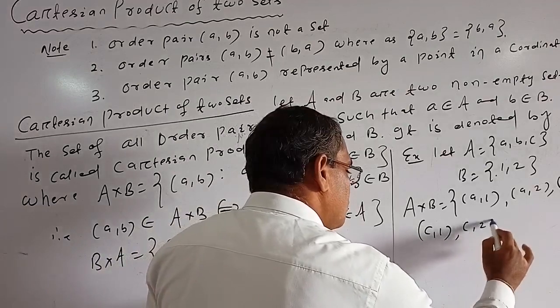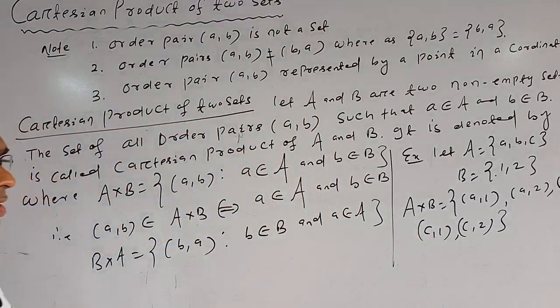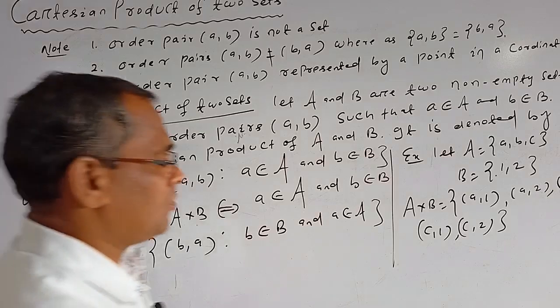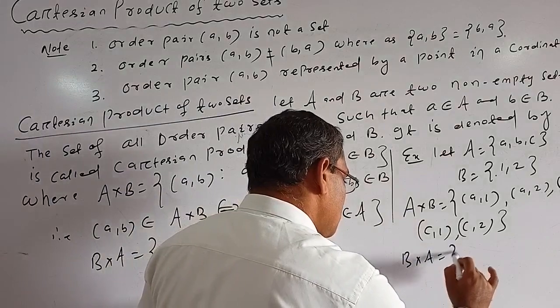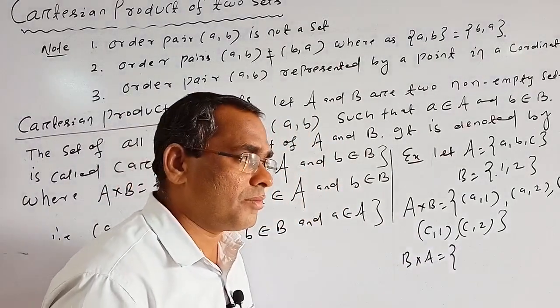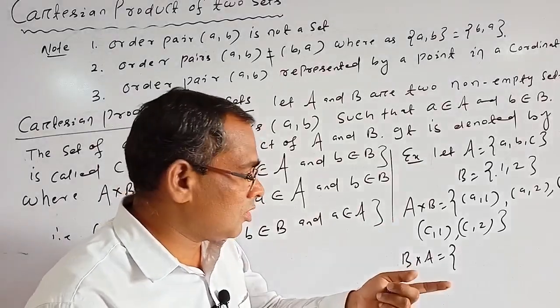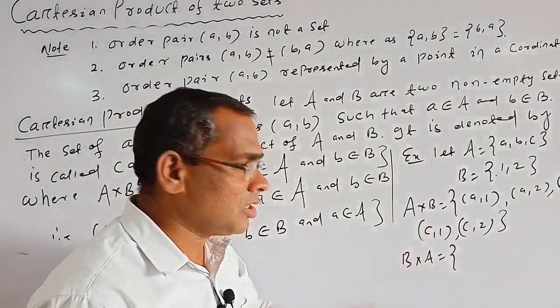These are known as the ordered pairs. So this is the Cartesian product of A cross B. Next, if we find B cross A, what is B cross A? So B cross A means the collection of ordered pairs (b, a), where the first component of the ordered pair belongs to set B and the second component belongs to set A.